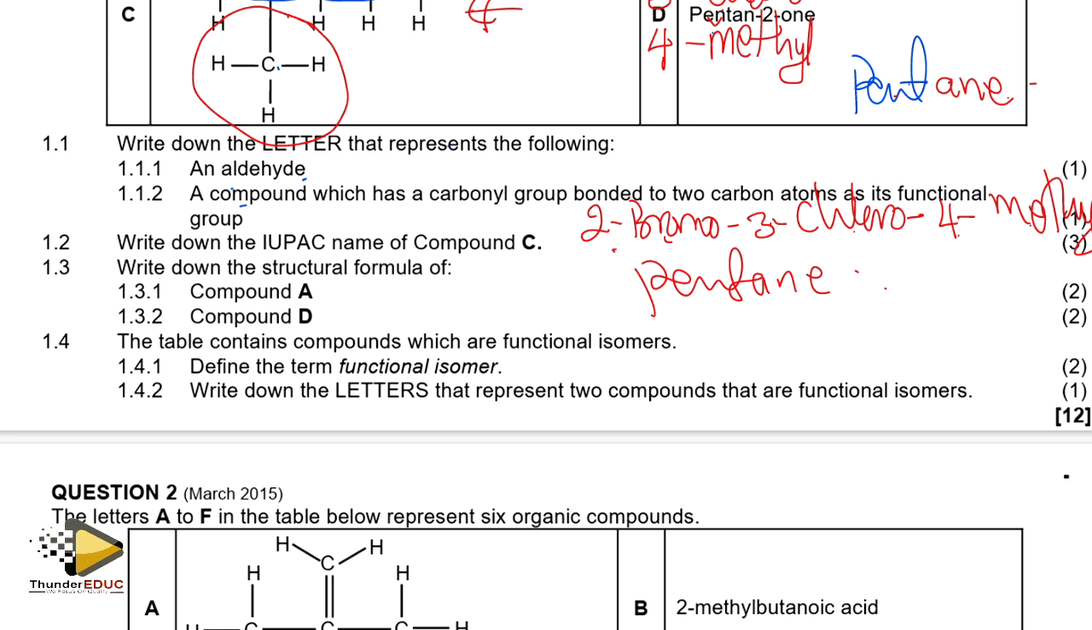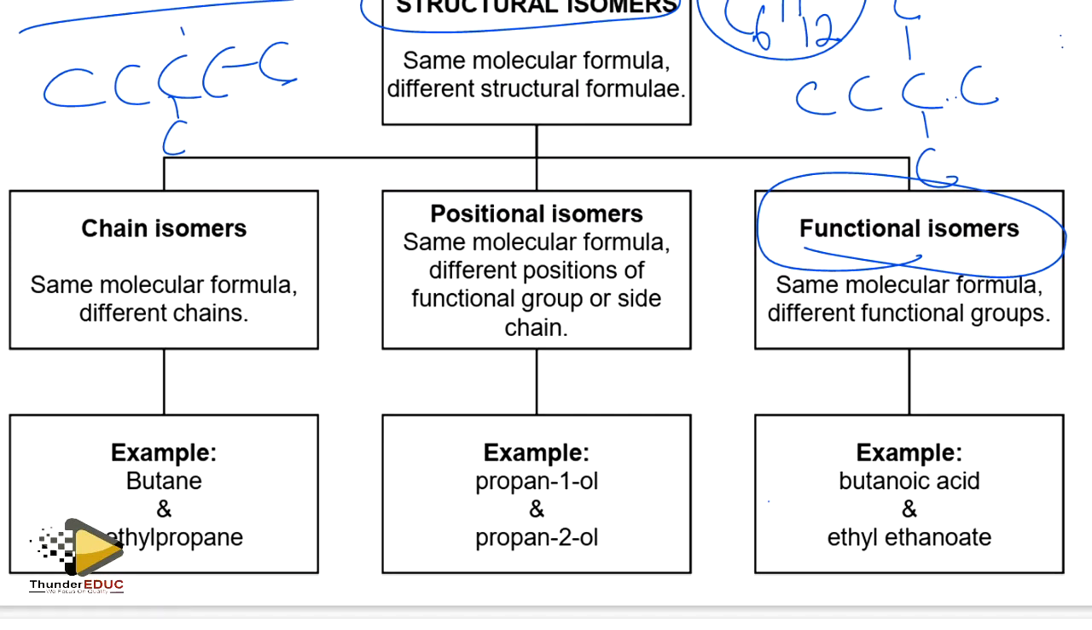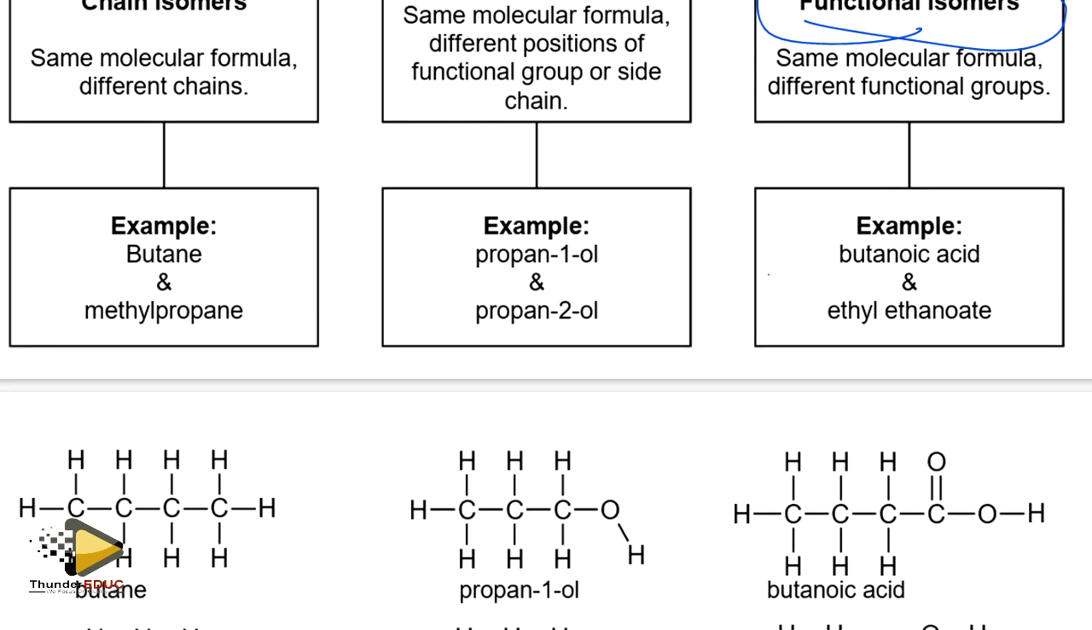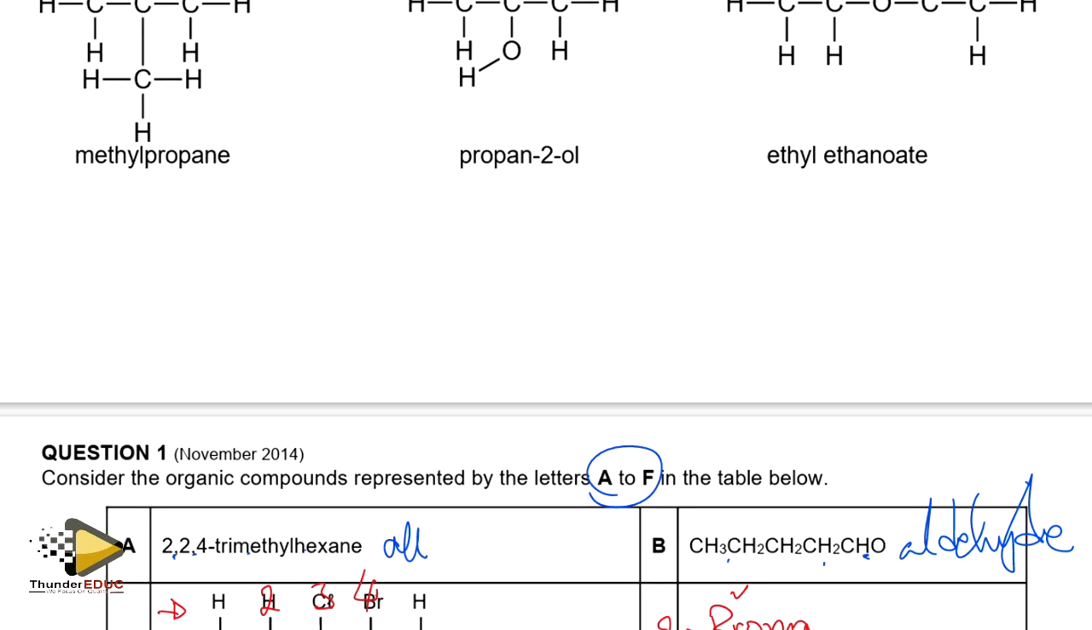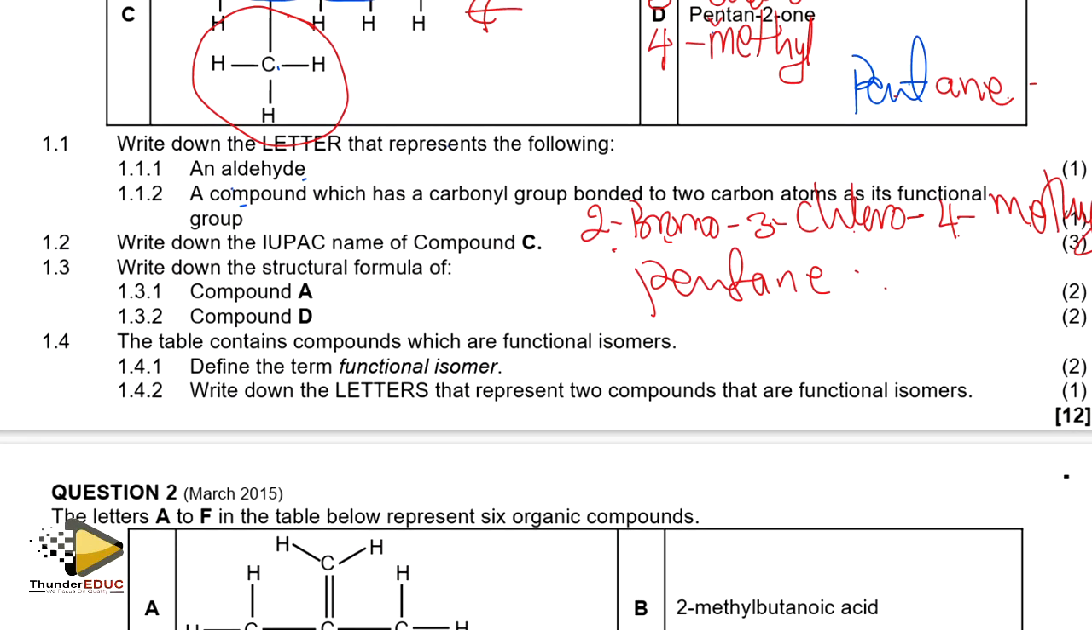Yes, we go to the next question. They're saying define the functional isomer. We saw that one before: the same molecular formula but different functional groups. So we said, like, ketones and aldehydes, carboxylic acids and esters. Those are functional isomers.